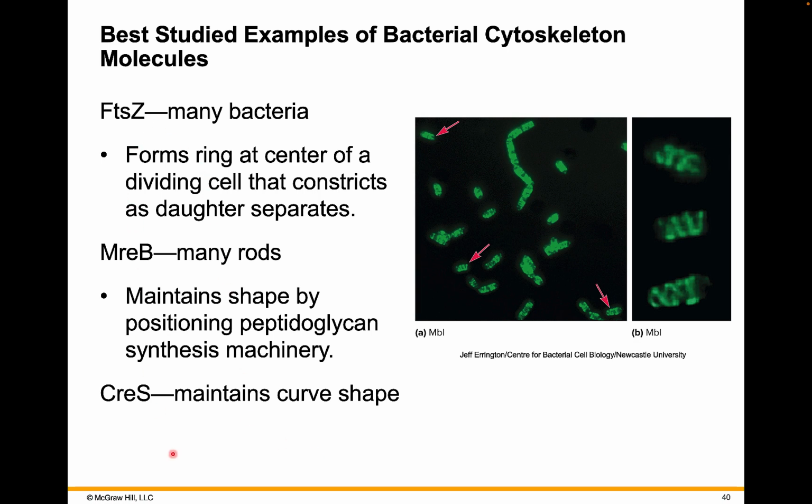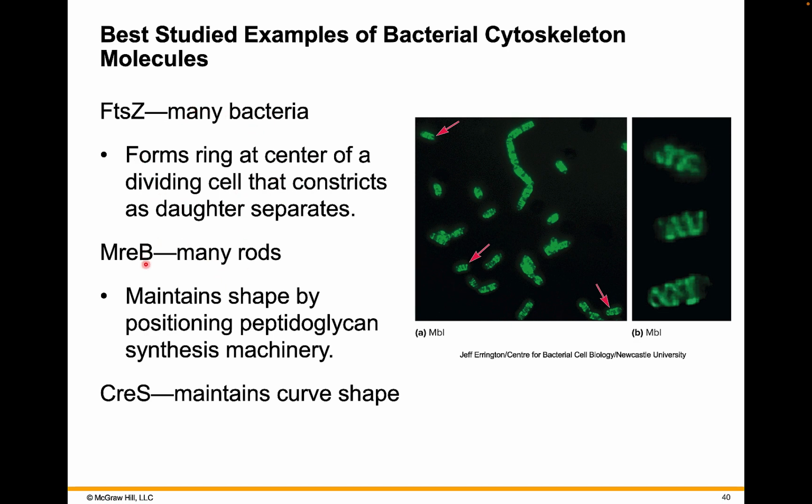So what are the three most important ones? The FtsZ essentially forms a Z ring, and this Z ring forms at the center of a dividing cell and constricts as the daughter cells separate. Just think about that: usually you find a cleavage furrow in the middle of the cell when an animal cell is dividing. This cleavage furrow is essentially the Z ring in the bacteria, which is aided by the FtsZ. And there are many different functions carried out. You can read about that in detail in your textbook as well.